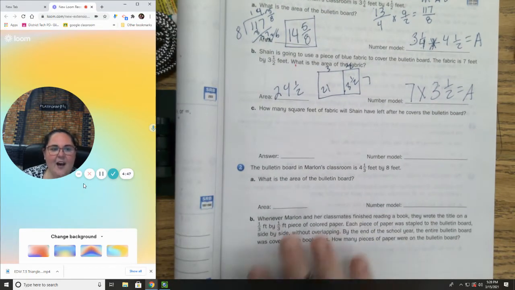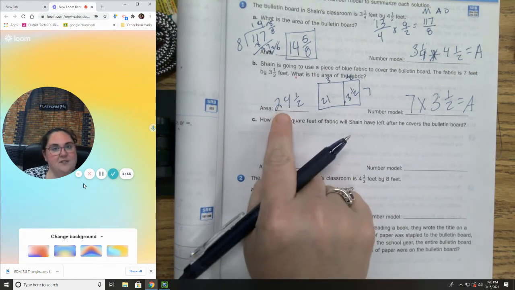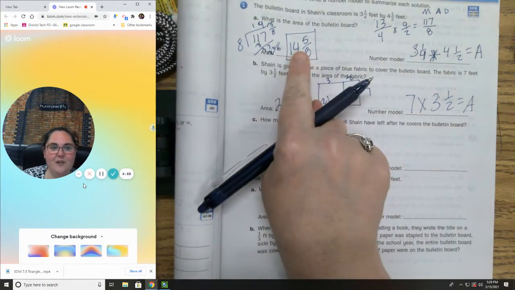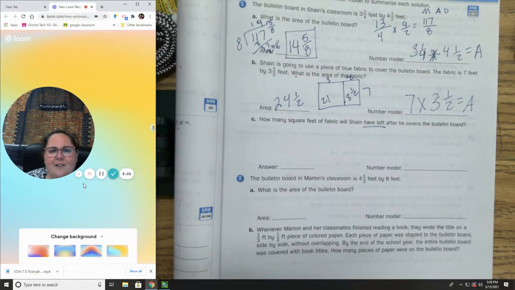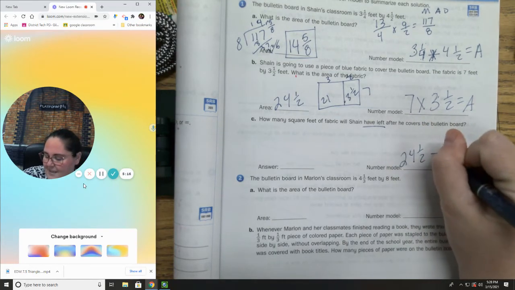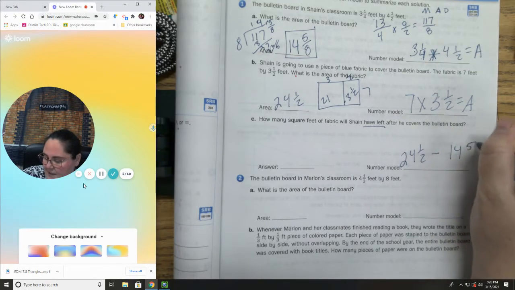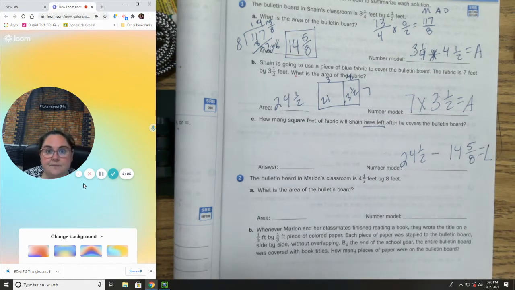How many square feet of fabric will Shane have left after he covers the bulletin board? This is how much he starts with. That's how much he needs for the bulletin board. How much will he have left? What do I need to do? If you said subtract, you are correct. 24.5 minus 14 and 5/8 equals L for what's left.